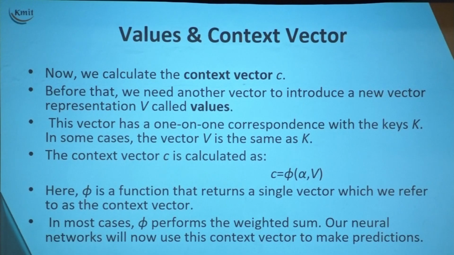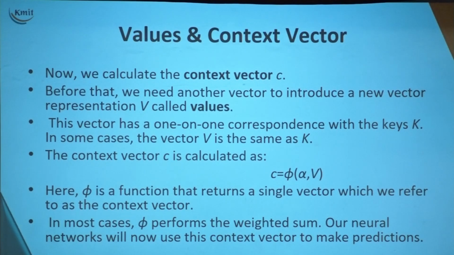Okay. Once you have got attention weights, you will try to calculate the context vector. That is the requirement. Before we actually introduce the context vector, we require another value here. What is it? Values. Because I told you values store the corresponding embedding vector. So if I want to calculate the context vector, I should also have my values with me. This vector called value has a one-on-one correspondence with the key. As I told, it's just like a lookup table.